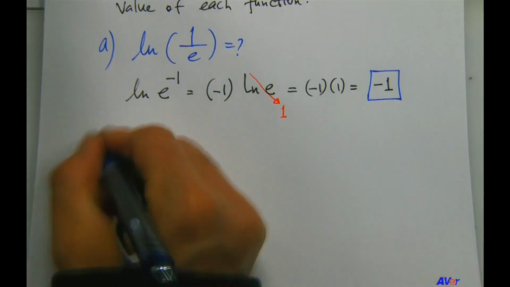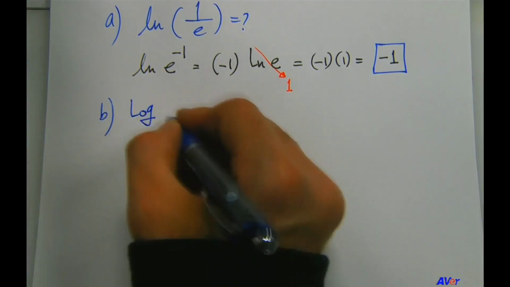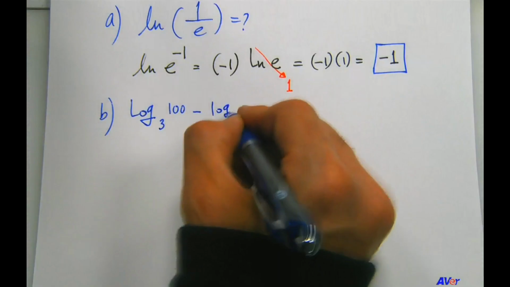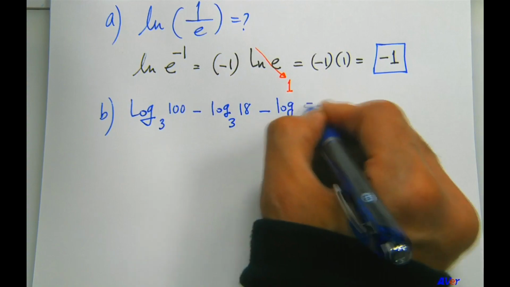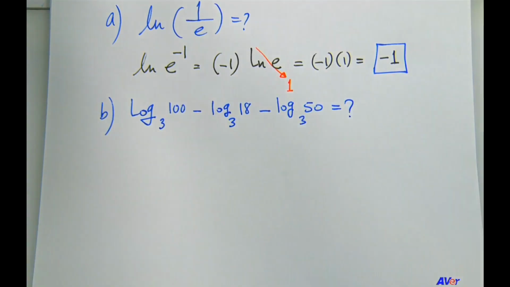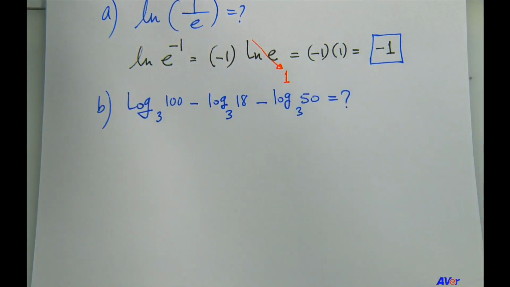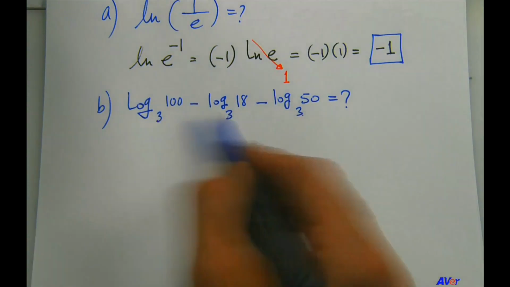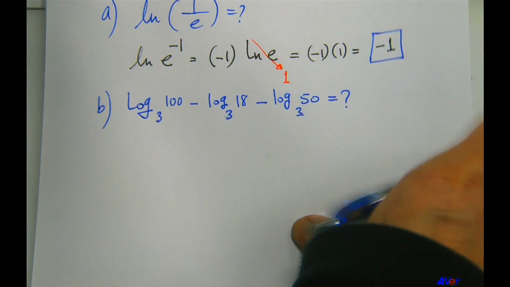Let's do another one. This time we want to find the value of log of 100 to base 3 minus log of 18 to base 3 minus log of 50 to base 3. And we're asking, what is that without the use of a calculator? Well, remember that in order for us to apply the log properties we mentioned a few minutes ago, the bases have to be equal. And certainly in this case, they're equal. So now we can apply the properties.